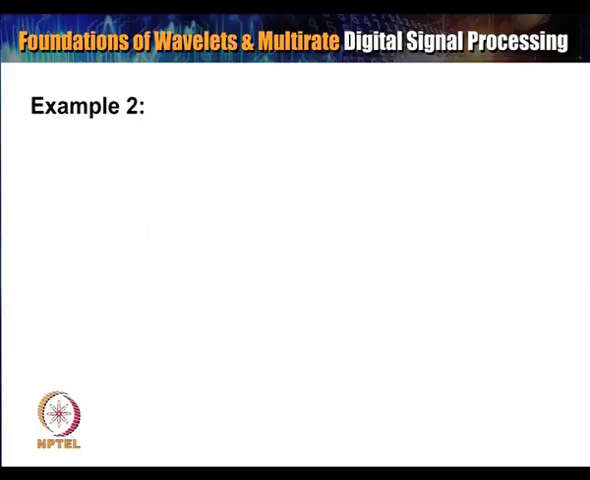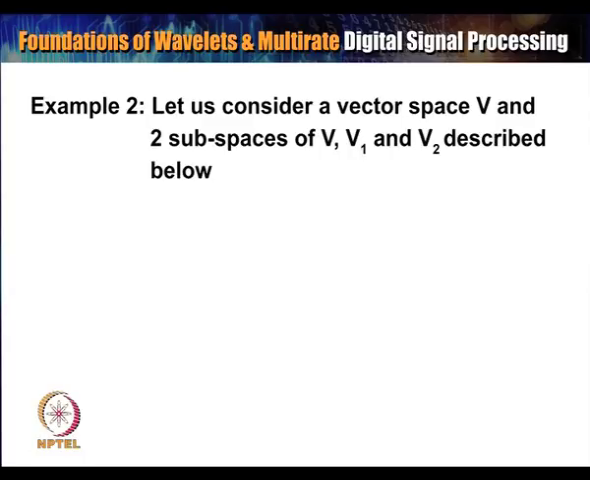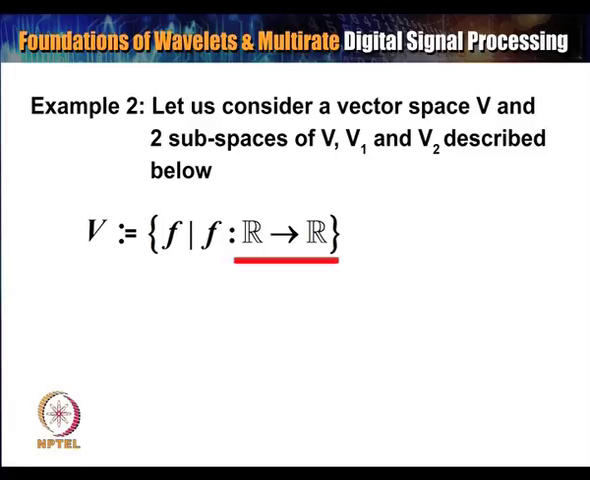Now, let us take an example from infinite dimensional vector spaces. Now, this is very interesting. Let us consider a space V which is the set of all the functions f from R to R. Here the symbol means I am defining V to be this set. Now, let us define two more subspaces.